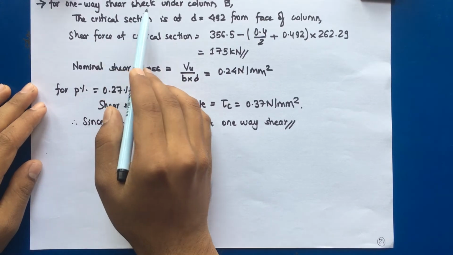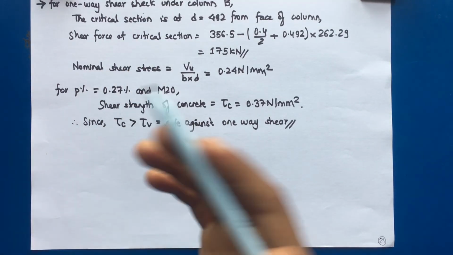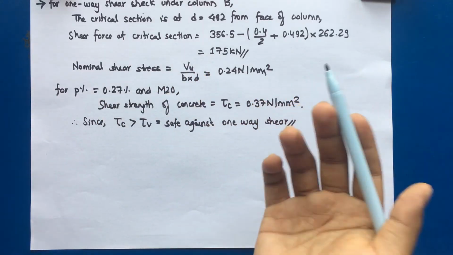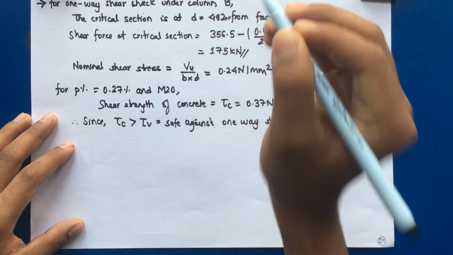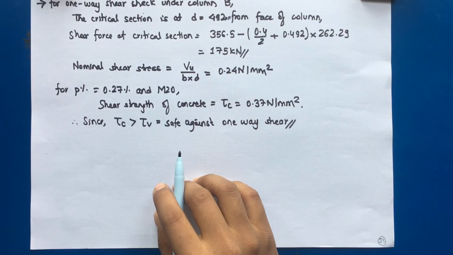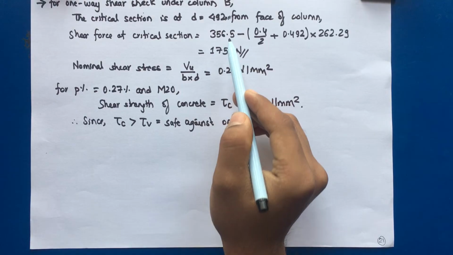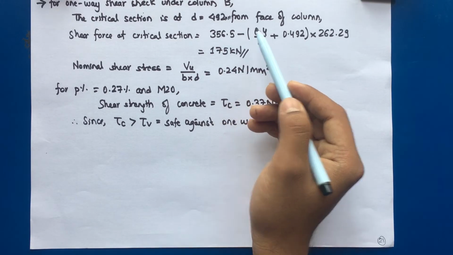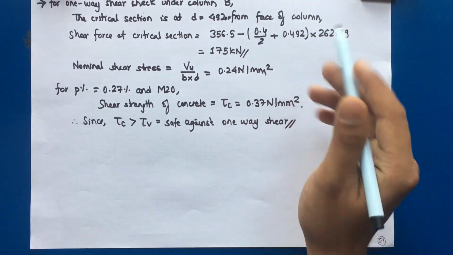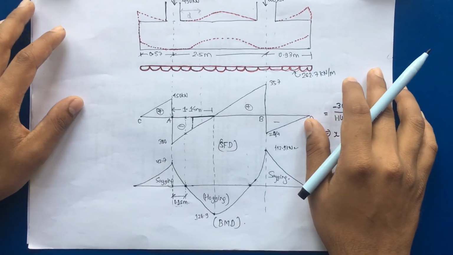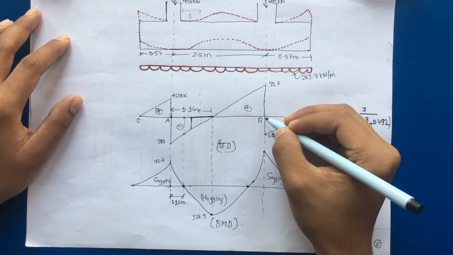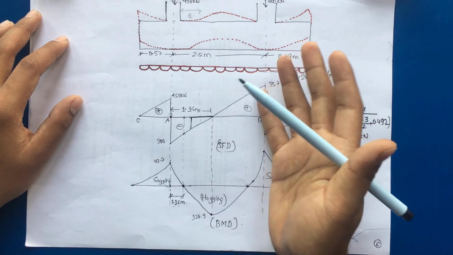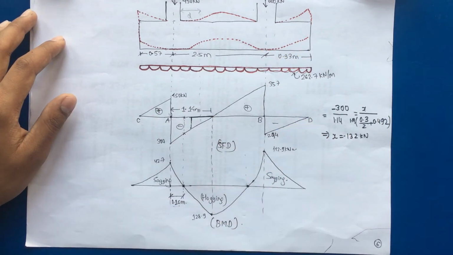For one-way shear check under column B, we have to follow the same process, that is the critical section is at distance 0.492 from the face of the column, or we can say 492 mm from the face of the column. Then the shear force at the critical section, either you can use this concept, that is the shear force at the center of column A, column B, and considering the UDL up to the critical section, or you can simply use the similar triangle rule here also. So if we consider point B, the maximum shear is 357, then we have to check for the shear force towards the inner face of the column B.